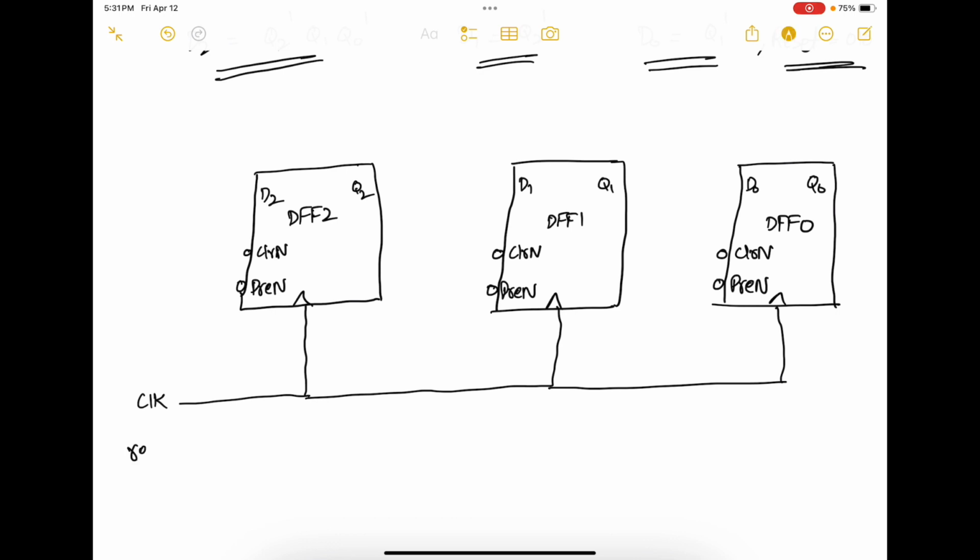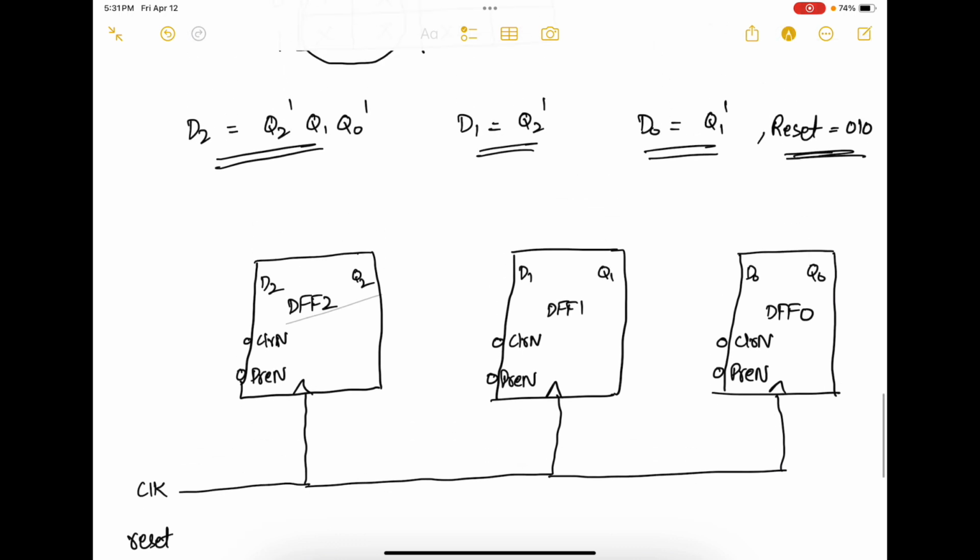The second input to your circuit is the reset input. Now we know that your initial sequence, or your reset state, is 0, 1, 0. So what we are going to do is make D flip-flop 2 reset to 0, D flip-flop 1 reset to 1, and flip-flop 0 reset to 0. How do we do this?